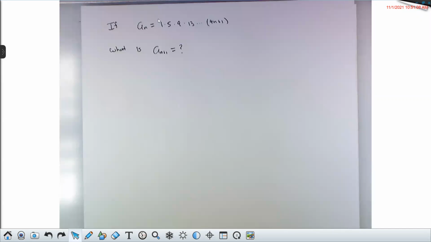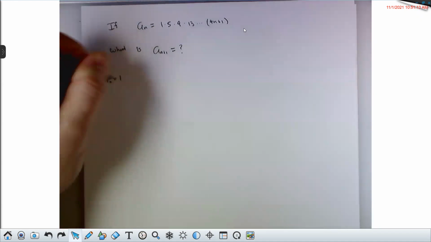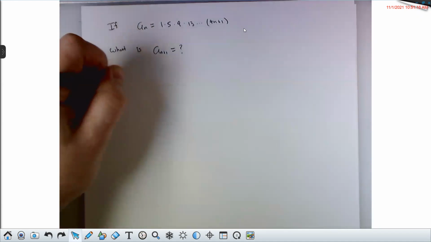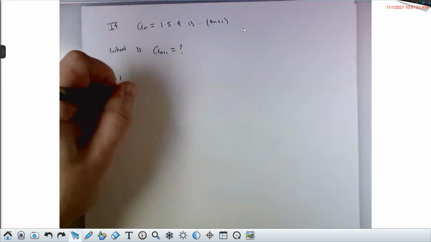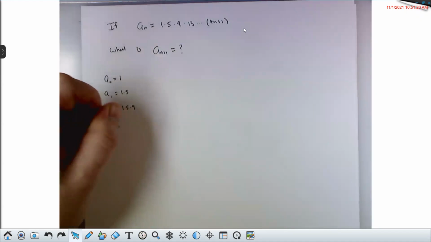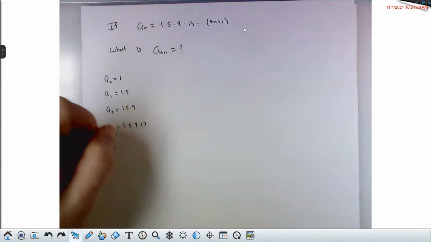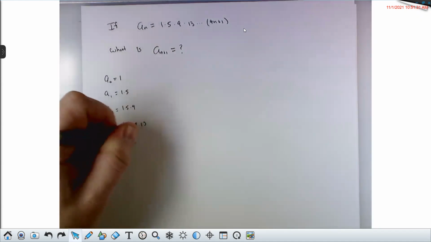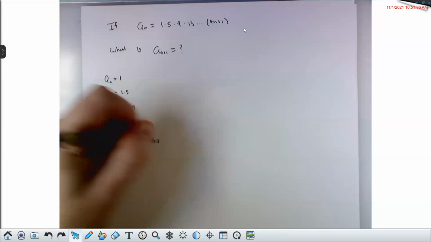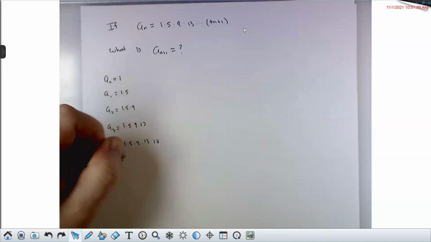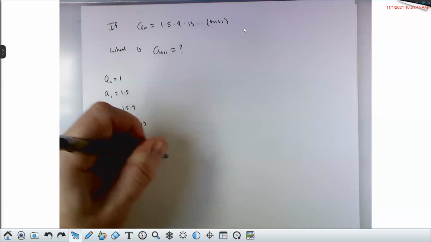So let me just write out A1, A2, A3. A0 here would be 1. A1 here is 1 times 5. A2 here is 1 times 5 times 9. A3 would be 1 times 5 times 9 times 13. A4 would be 1 times 5 times 9 times 13 times 17. And I'll even write A5 would be 1 times 5 times 9 times 13 times 17 times 21.